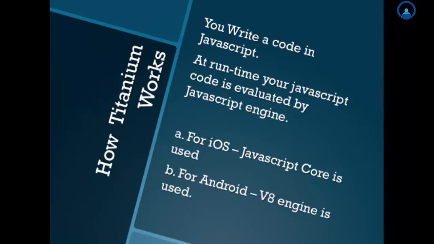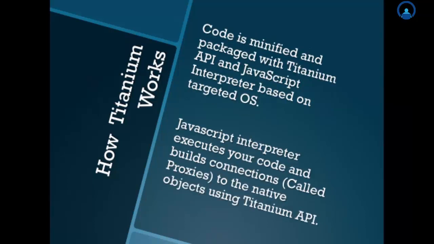So at runtime, your JavaScript code is evaluated by your JavaScript engine. When you are creating an app, there is a JavaScript engine which is packaged inside your application. For iOS, JavaScriptCore is used, and for Android, V8 is used. Before V8, Titanium Appcelerator was using Rhino as the JavaScript engine on the Android platform. So your code is minified and packaged with the Appcelerator API and JavaScript interpreter based on the targeted OS.